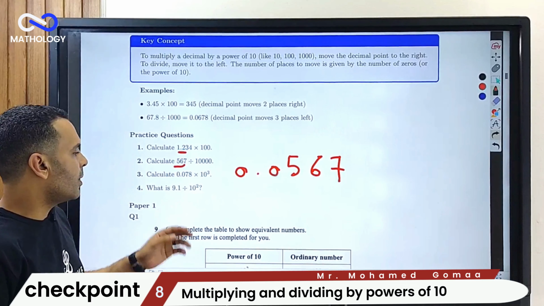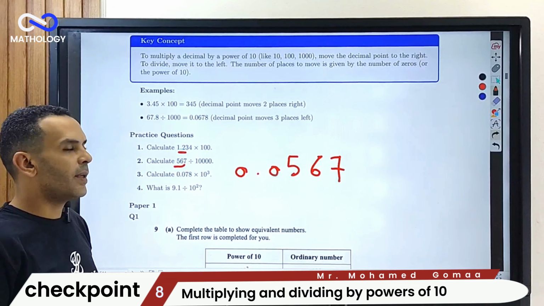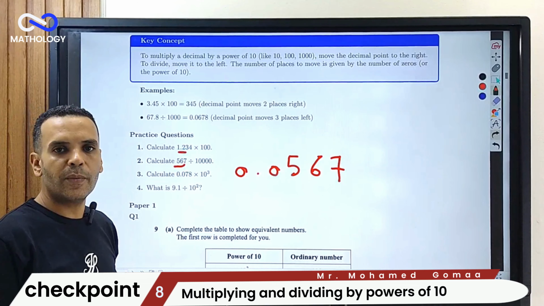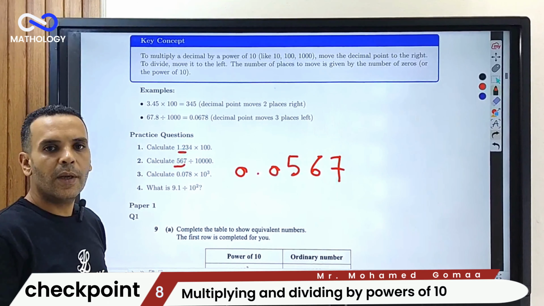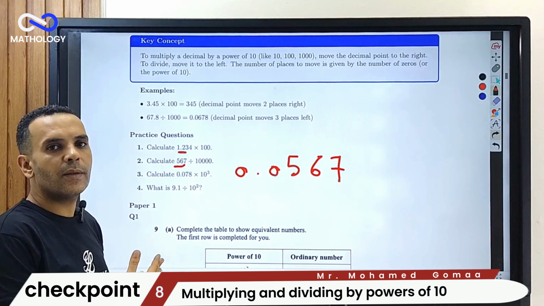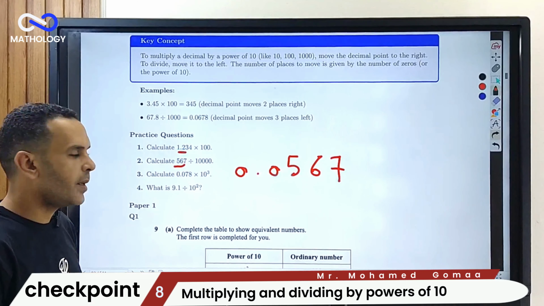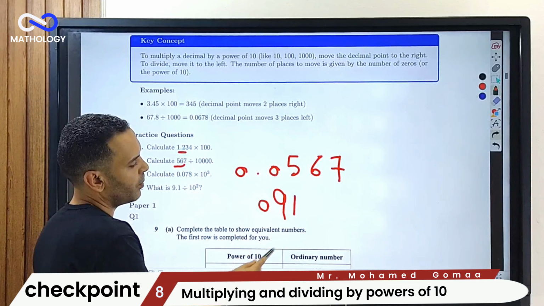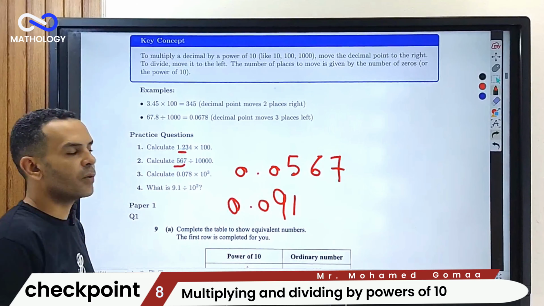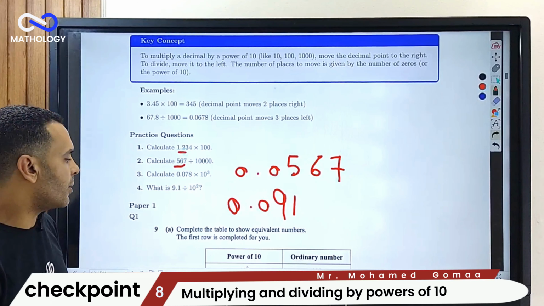It will be 0.0567. 9.1 divided by 10 power 2. 10 power 2 means 100, two zeros. And we divide, so move the decimal point to the left two places. Here we have one place, 9. So put 0, put 0, then put the decimal point. It will be 0.091.